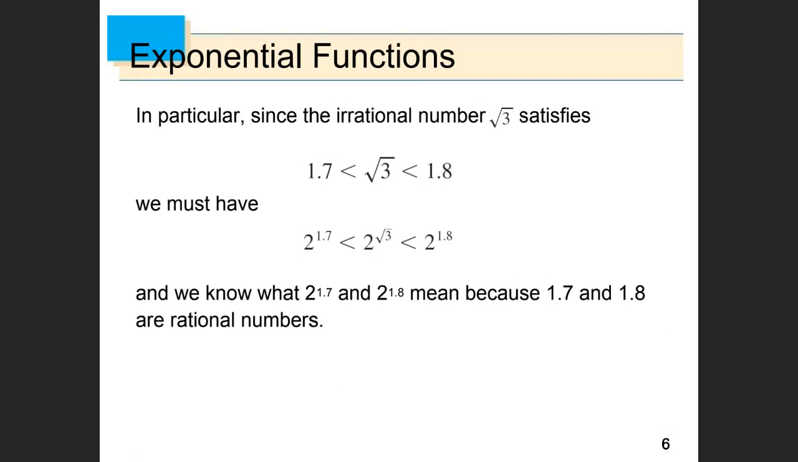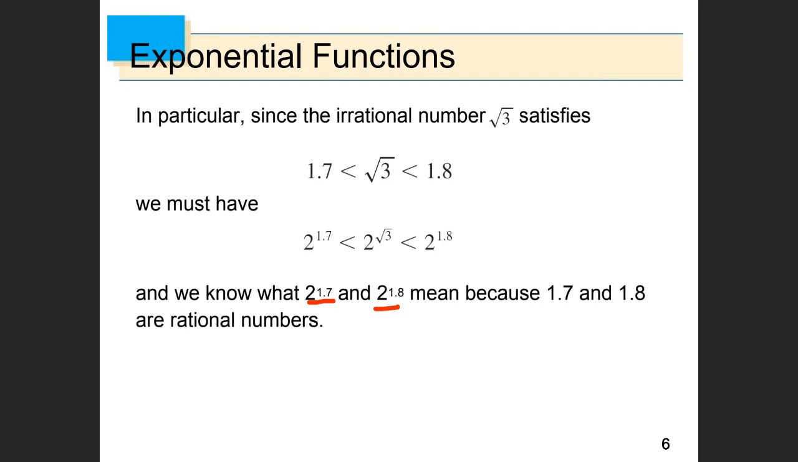Now let's look at this. So we know root of 3 typically lies between 1.7 and 1.8. Now if I erase everything, so if I say 2 raised to the power 1.7 is less than 2 raised to the power of root 3, notice the inequality sign does not change. Why? Because my base 2 is a positive number. All right. Now we know exactly what 2 to the power 1.7 and 2 to the power 1.8 mean.